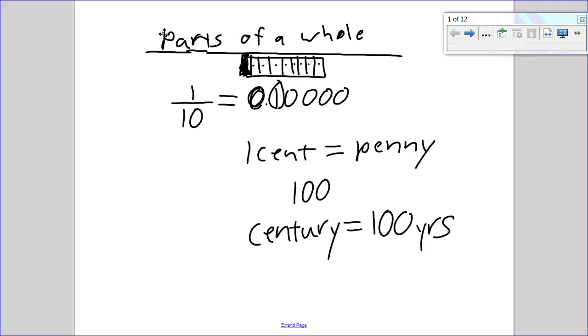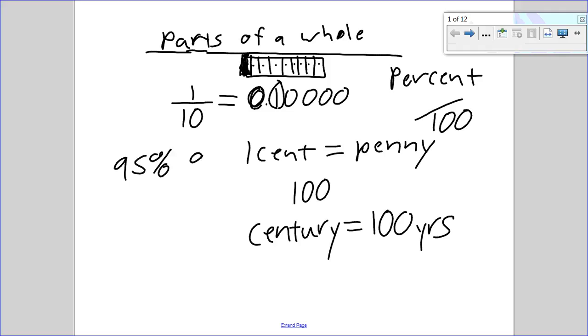So when somebody tells you per cent, it literally means per 100. That's all it means, per 100. Okay? So 95% is 95 out of 100, per 100. 95 per 100. That's what it means.